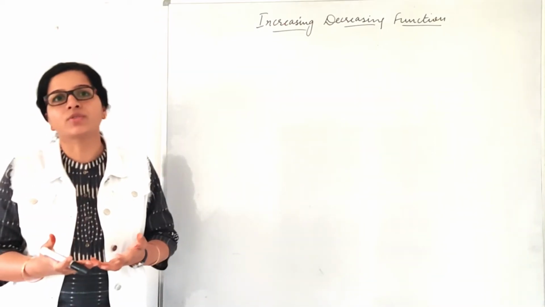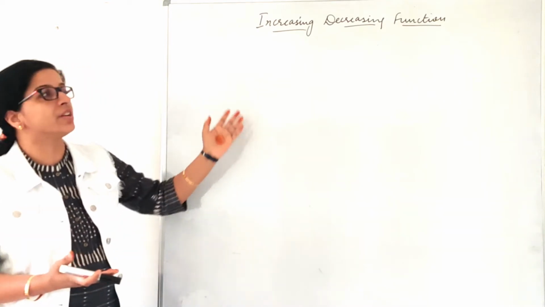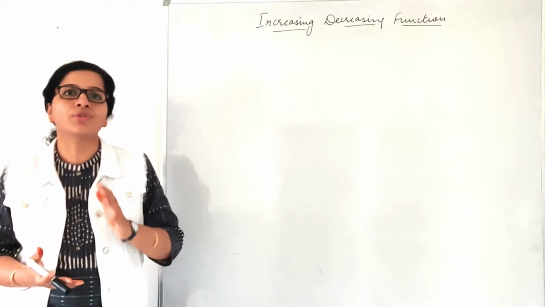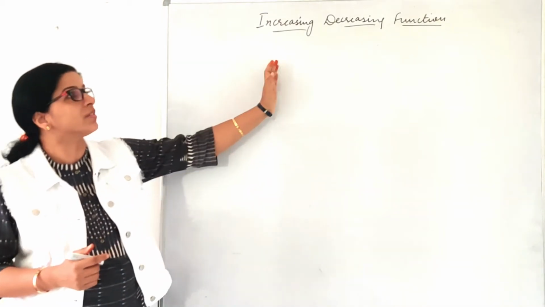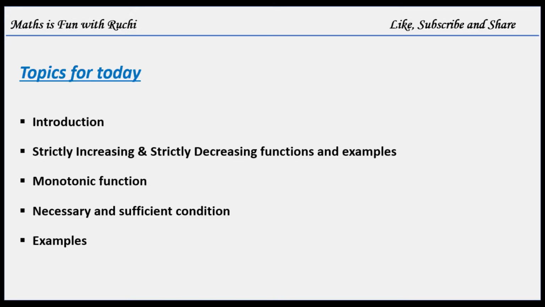There are two kinds of behavior which are generally observed in functions, that is, increasing or decreasing function. That is nothing but the monotonicity of a function. So let us discuss what are increasing and decreasing functions. Topics for today: introduction, strictly increasing and strictly decreasing functions with examples, monotonic function, necessary and sufficient condition, and examples.